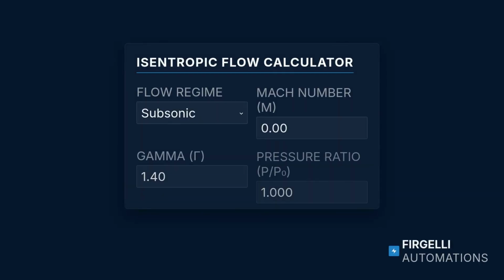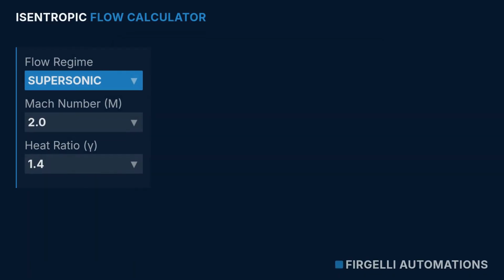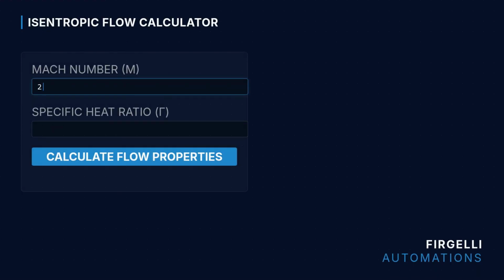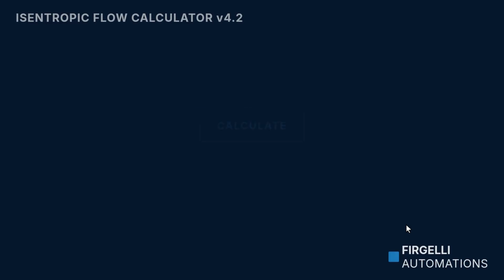The flow regime dropdown lets you choose between subsonic and supersonic flow. I've selected supersonic since we'll use Mach 2.0. For our example, I'll enter Mach number of 2.0 and keep the specific heat ratio at 1.4, which is standard for air. After clicking Calculate Flow Properties, here are our results.